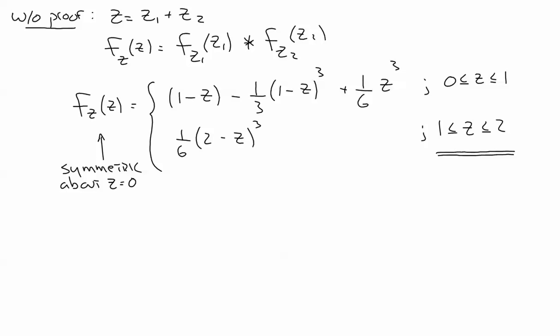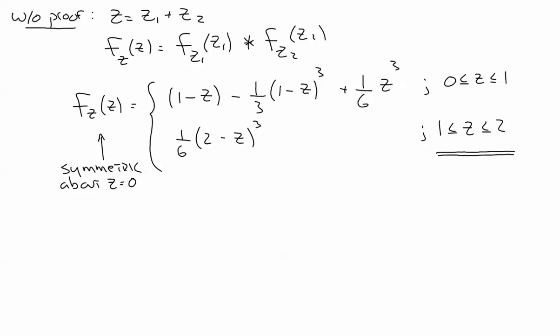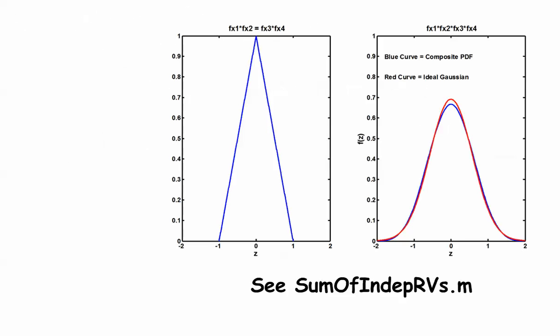So, I started off with 4 statistically independent uniform random variables that extend from -0.5 to +0.5. I convolve 2 of those together and I get a triangle function that extends from -1 to 1. I convolve the 2 triangle functions and I get a result that extends from -2 to +2. Here's the result.